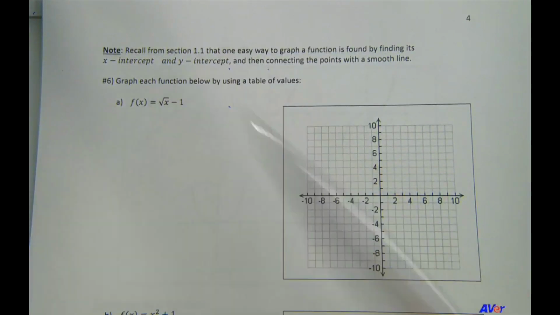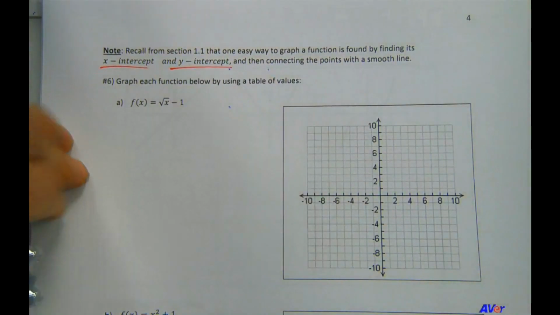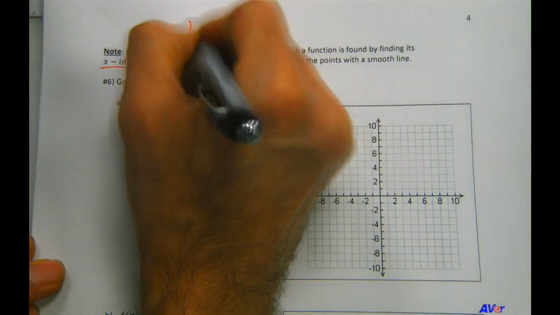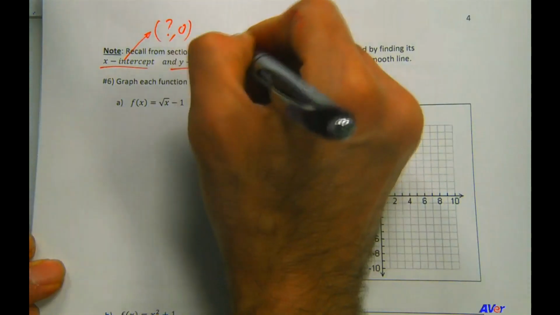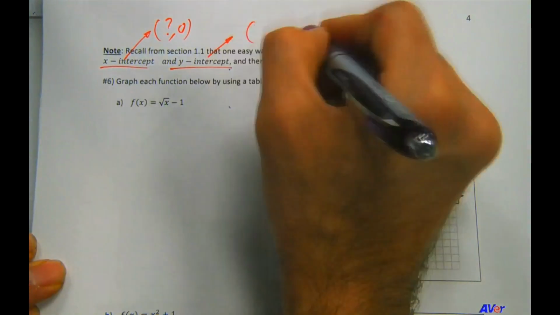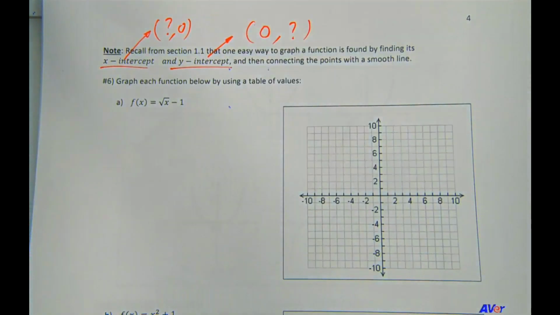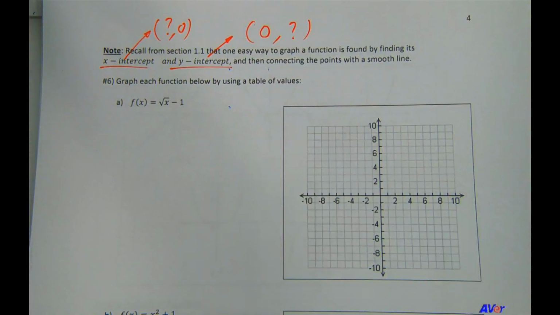So recall from section 1.1, that's the section we did in the last video, that one easy way to graph a function is found by finding its x-intercepts and y-intercepts, right? We learned that. X-intercept is when you have the y component equal to 0 and you're looking for x. Y-intercept is when you have the x component equal to 0 and you're looking for the y value, right? Remember that? And then connecting the points with a smooth line. So graph each function below by using a table of values, which is fine.